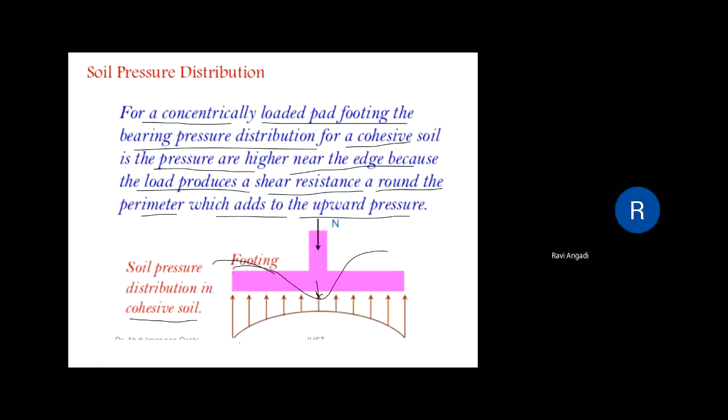It means the pressure here is more. It is not uniform here. So for a cohesive type of soil, this is the representation of the soil pressure underneath. Here it is not uniform. This is for the cohesive soil.